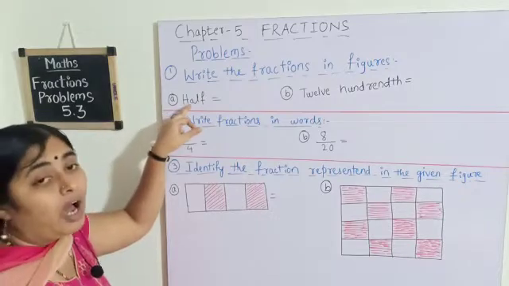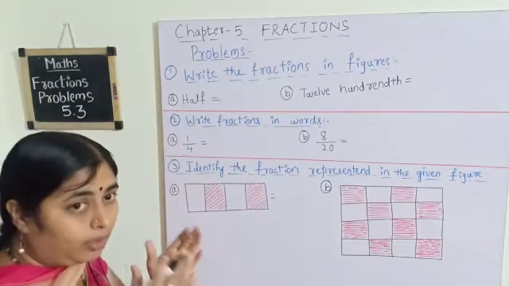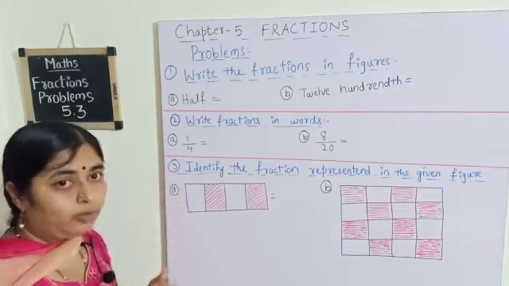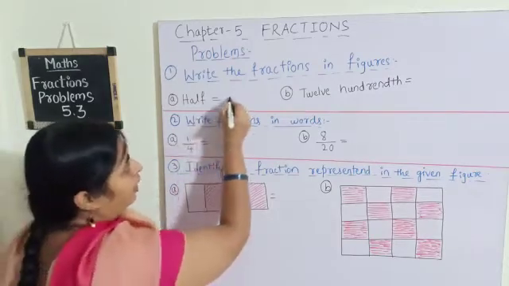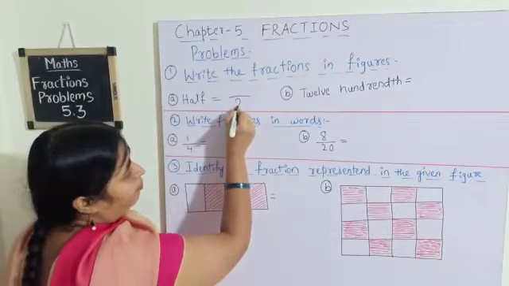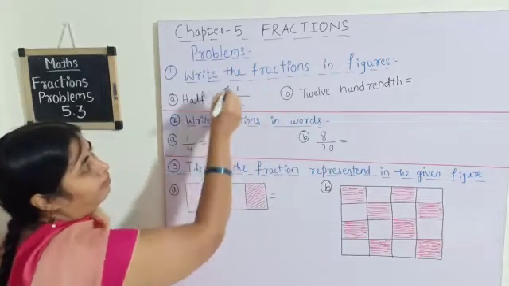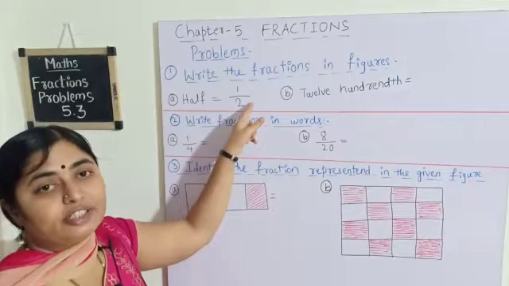What have they given? Half. Half is what? One whole piece cut into two halves, means two equal parts. So total how many parts will be there? Two parts, and we have taken one part. Half can be written in figures like this.